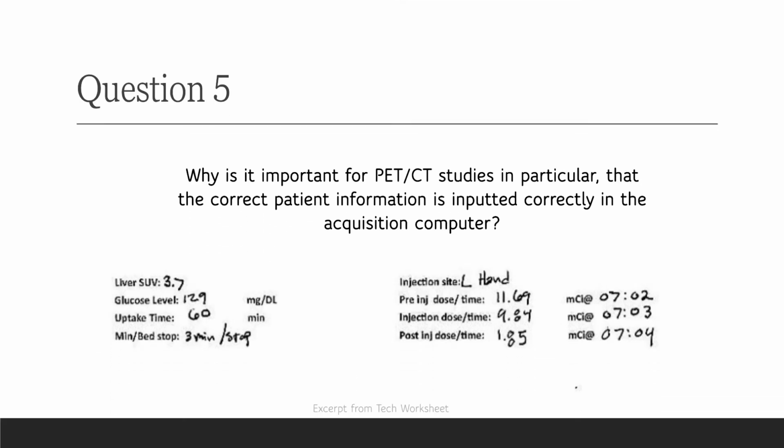Question 5. Why is it important for PET CT studies in particular that the correct patient information, and I'm talking about height, weight, dose, is correctly inputted in the acquisition computer? Before I get to the answer, this is more or less the information that I inputted into the acquisition station on the bottom.